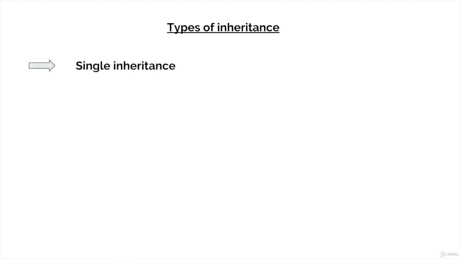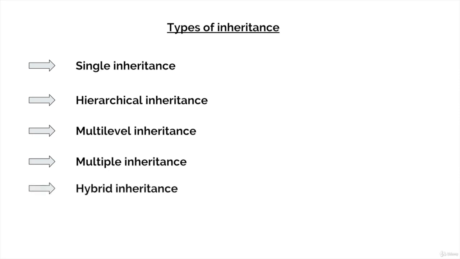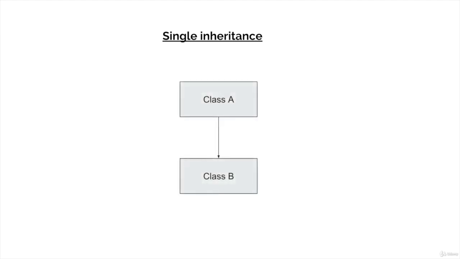The following are the types of inheritance in Java. First is single inheritance, then hierarchical inheritance, multi-level inheritance, multiple inheritance, and hybrid inheritance. So we have 5 types. Let's take a look at what each one means. The first one is single inheritance. If one class extends another class, it is known as single inheritance. So class B is extending class A, and class A is the parent class of class B. This is an example of single inheritance in Java.